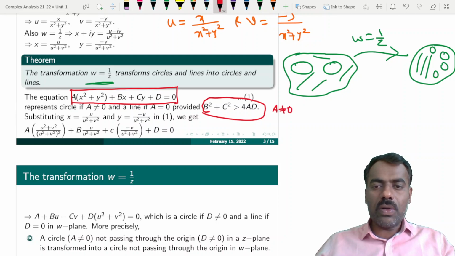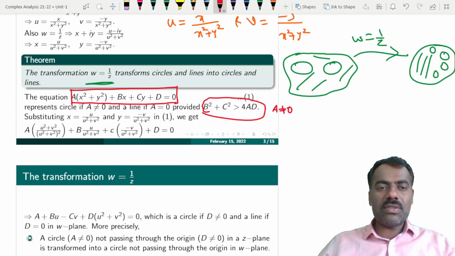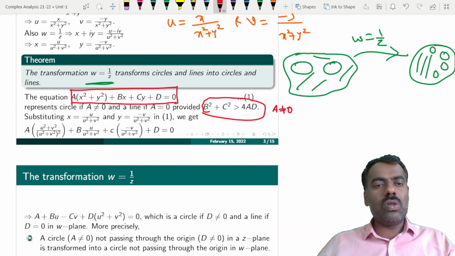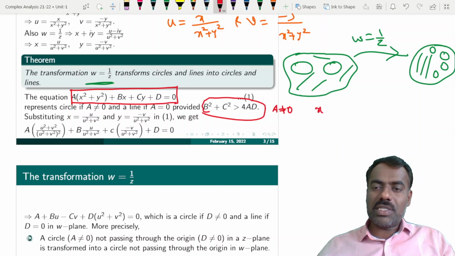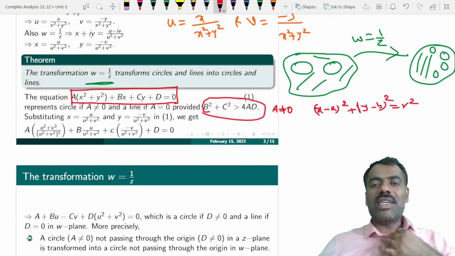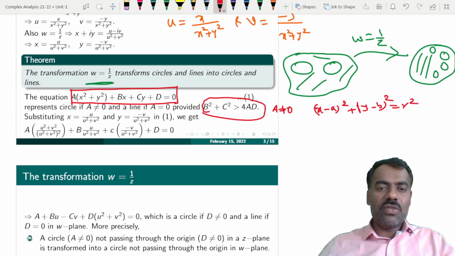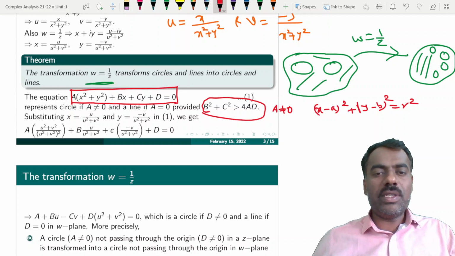That means a is not equal to 0, because we can try to write it in the form of completing squares. If you start writing something like x minus a whole square plus y minus b whole square is equal to some r square, then we get this condition that b square plus c square is greater than 4ad. Okay, fine. So if a is equal to 0, it is a line, and if a is not equal to 0 and b square plus c square is greater than 4ad, then this equation represents a circle.